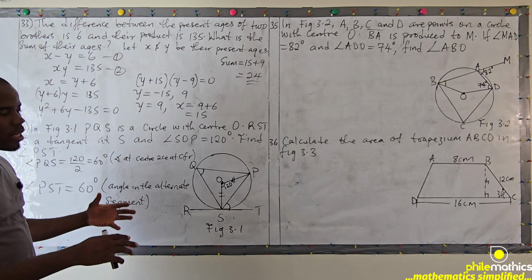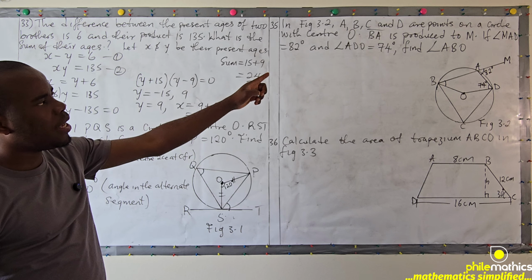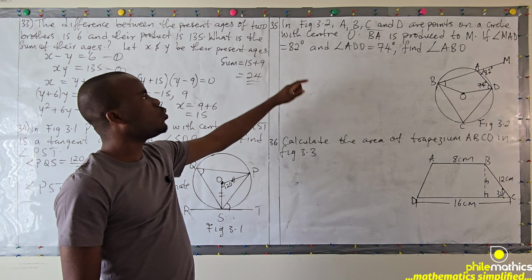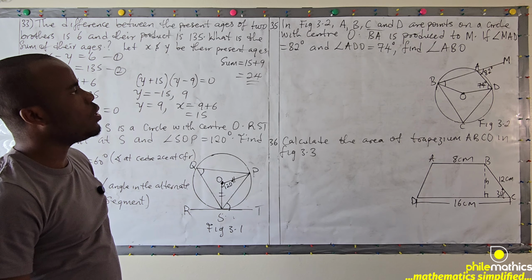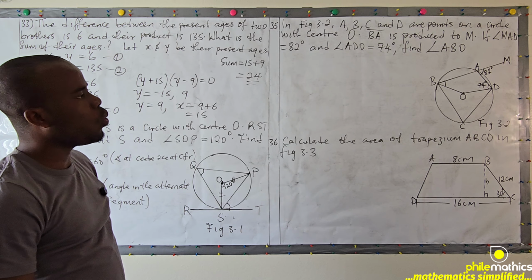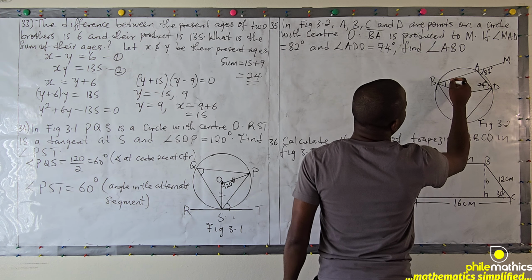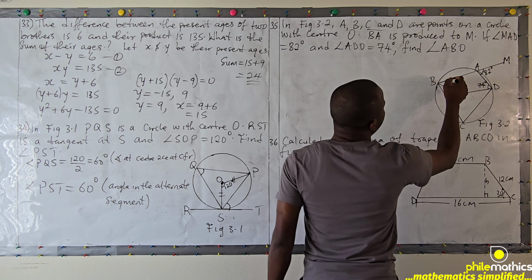35 says in figure 3.2, A, B, C, D are points on a circle with center O. Line BA is produced to M. If angle MAD is 82 degrees and angle ADO is 74 degrees, find angle ABO. We are looking for angle ABO, this angle. Let's call it x.